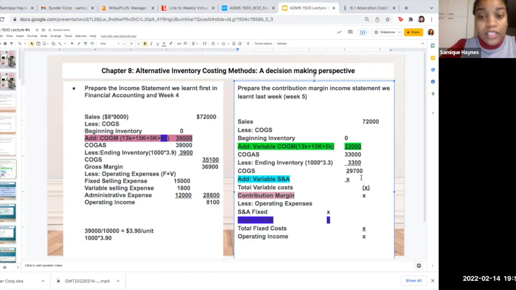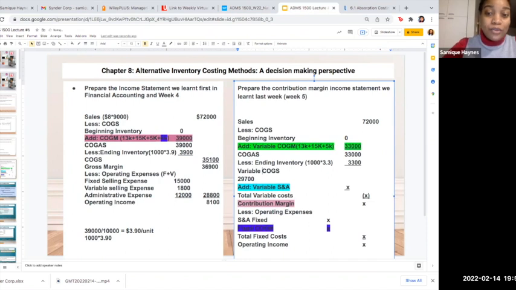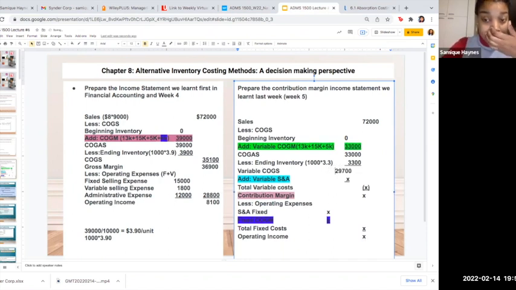29,700 is our cost of goods sold. It's variable, okay? A variable cost of goods sold. That one was a mixed cost of goods sold or just the total. This one is just a variable cost of goods sold. And I could put variable there if it helps you to think about it, okay?